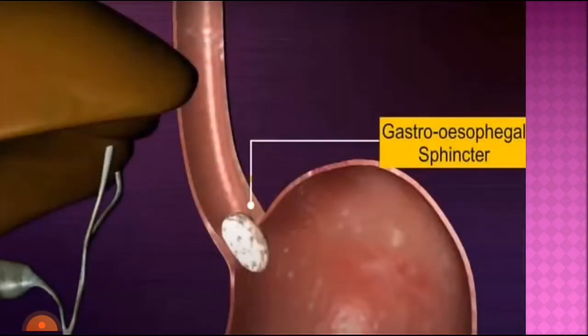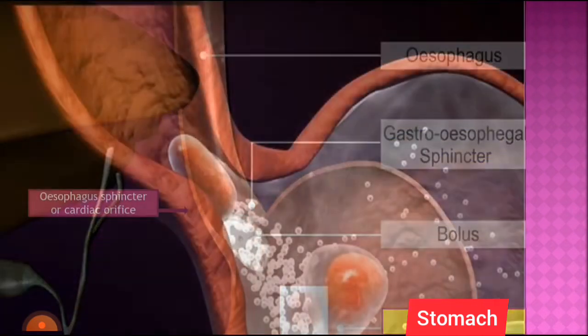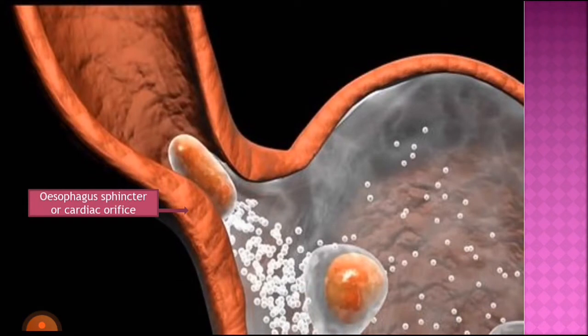At the end of the esophagus, a muscular ring allows the food to enter into the stomach and then closes. The muscular wall of the stomach helps in churning and mixing of the food thoroughly with the gastric juices released by the internal wall of the stomach.